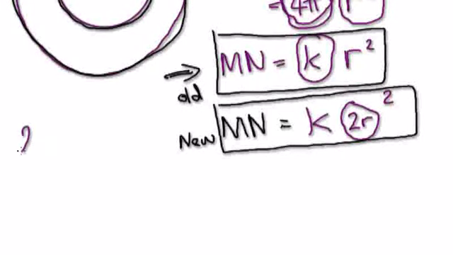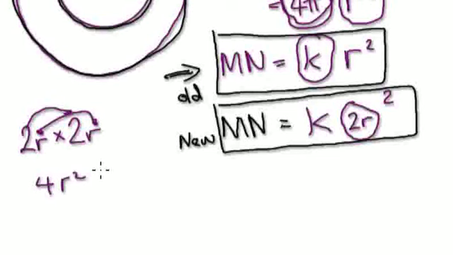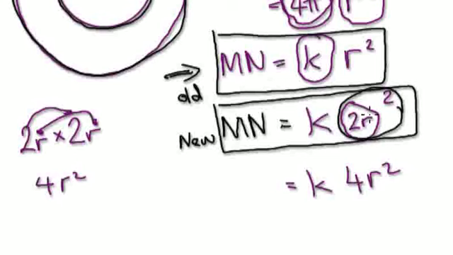So what's 2r squared? 2r squared means you get whatever it is and then you times it by itself. So 2 times 2 will be 4. r times r will be r squared. So this thing here would equal k times 4 r squared. Remember, we use the squared here to act on this 2r. So this whole thing here becomes this.